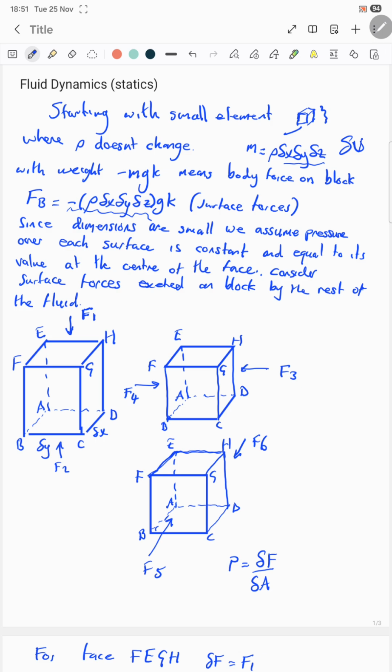Now we consider forces exerted on a block by the rest of the fluid. Here we have three examples where F1 and F2 are acting up and down on this diagram, and the other ones are sideways forces, F4 and F3. Now the pressure is our force divided by area, which is standard stuff.